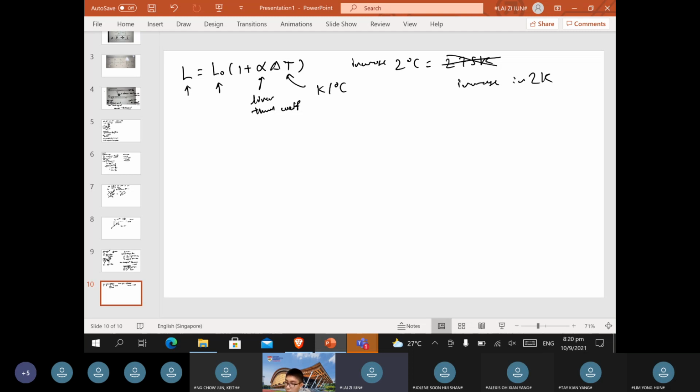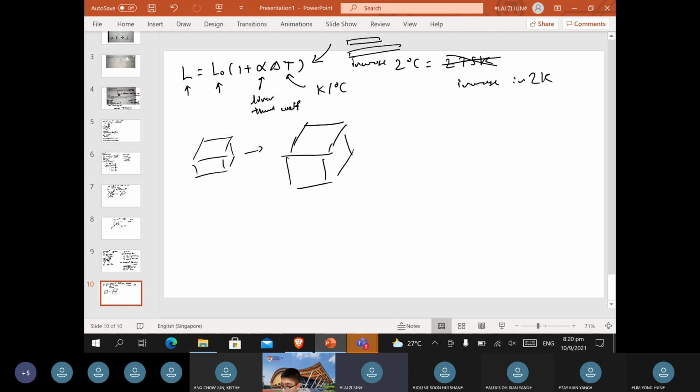Yeah, back to this. So this is for one-dimensional expansion. So we have a beam and then we expand it like that. For 3D, we have a small cube, we heat it, we become a big cube. The formula is very similar. The only difference is that it's volume instead of length, and this is a volumetric thermal coefficient. Yeah, and for a lot of materials, this is just 3 times the linear one.